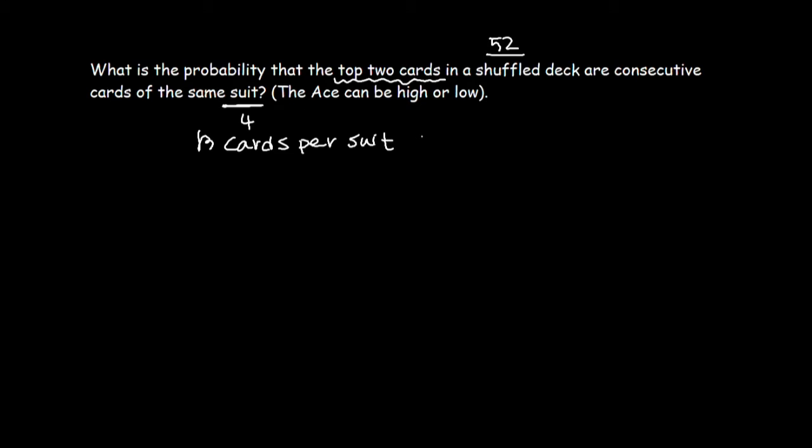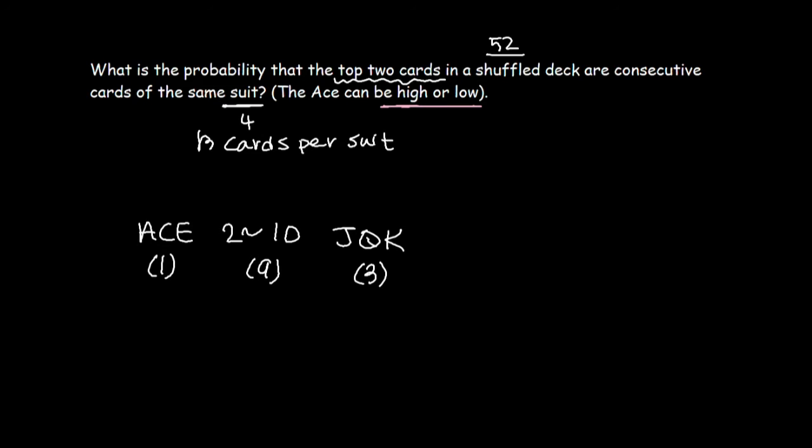And what might actually confuse you is maybe this phrase in the parentheses here. The ace can be high or low. What is this saying? The question itself is asking for the consecutive cards of the same suit. Remember that there are 13 cards per suit. You have an ace at the beginning, and then you have 2 through 10. Those are the regular number cards, and then you have jack, queen, and king, which are your face cards. So there's one ace, a total of 9 number cards, and 3 face cards.